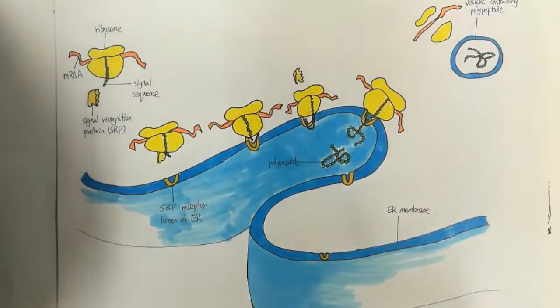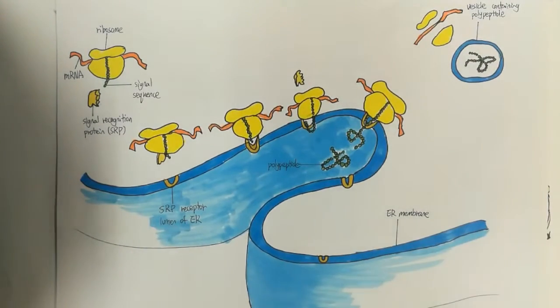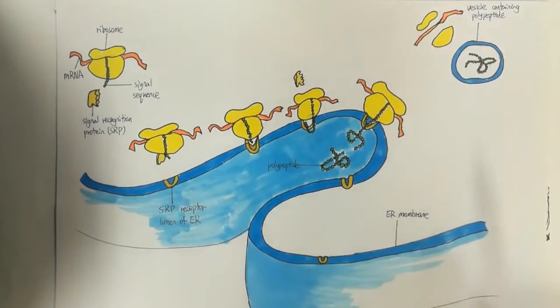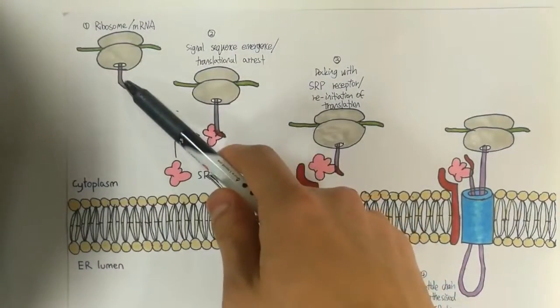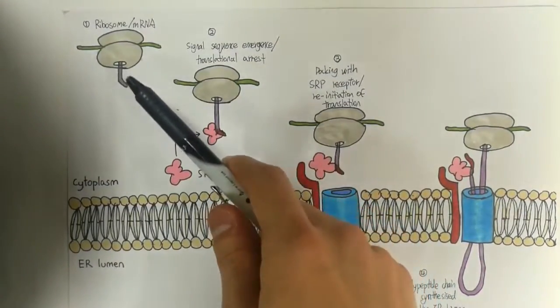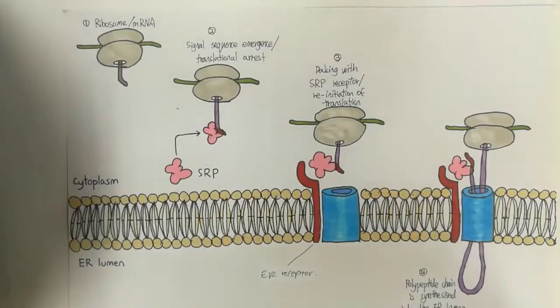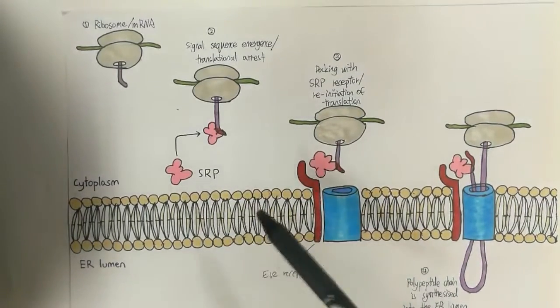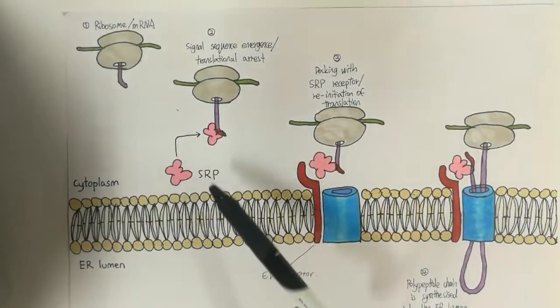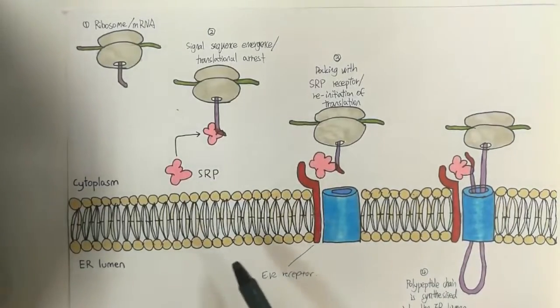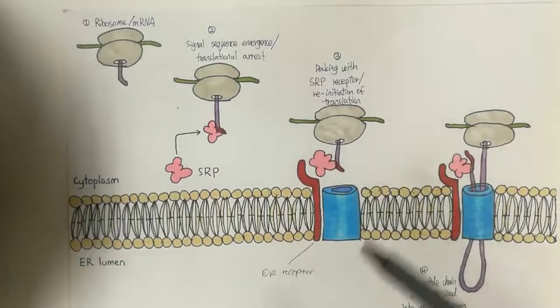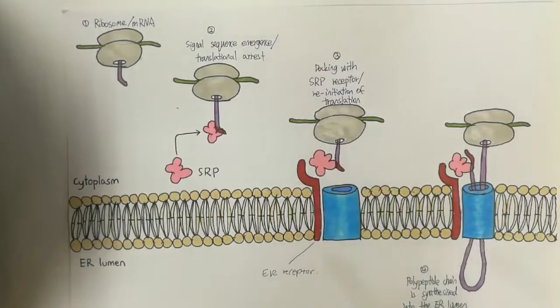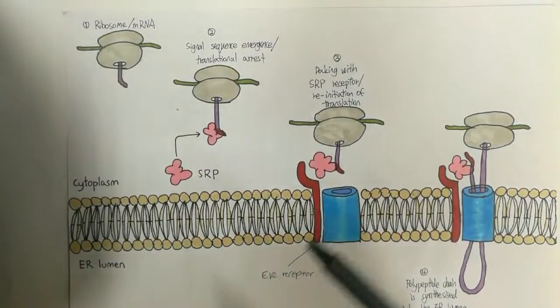within the cell. Whether the ribosome is bound to the rough ER or not is determined by the signal sequence on the polypeptide. As you can see on the diagram, the first part of the polypeptide synthesized is known as the signal sequence, and it can be recognized by the signal recognition protein. Once the signal sequence shows up, the signal recognition protein will bind to it, and it will stop the translation until it reaches the receptor of the rough ER.